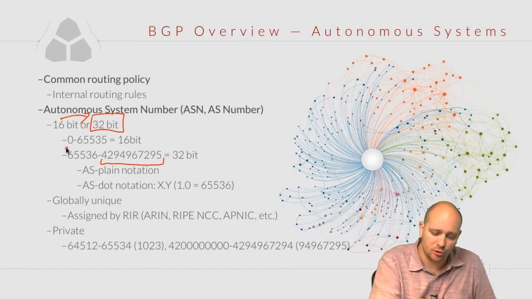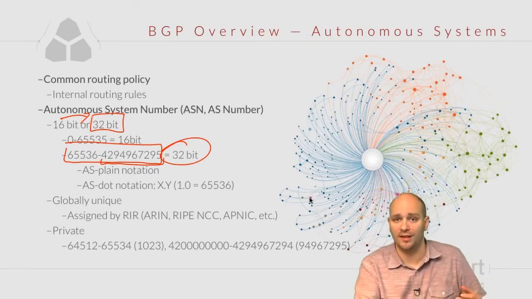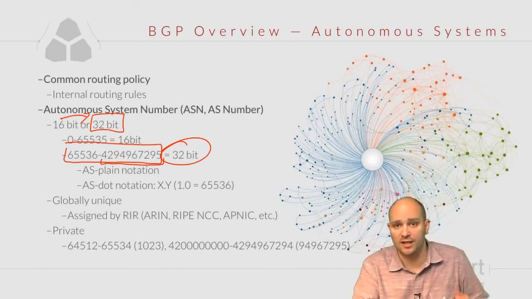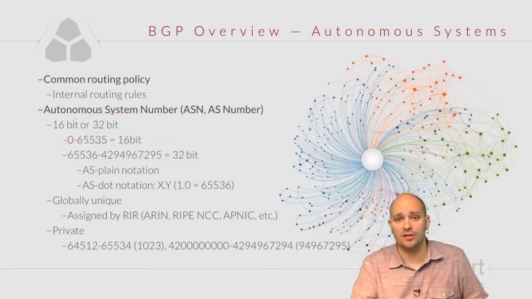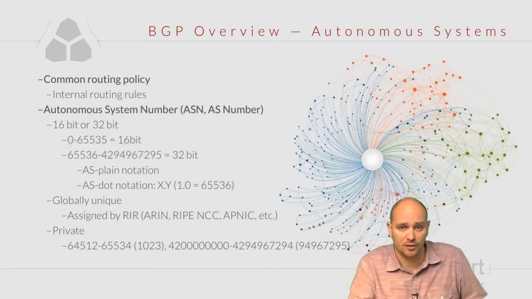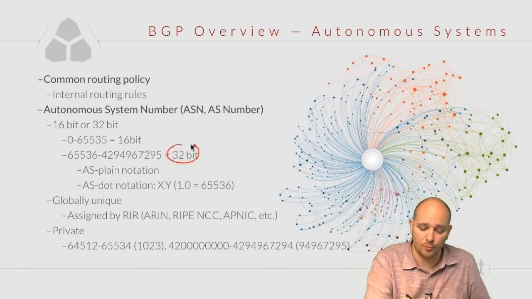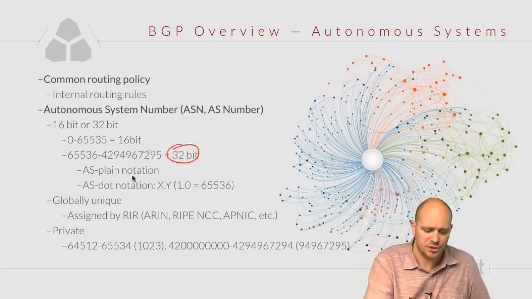So whenever you see an autonomous system number that is in this range, you know that whatever router, whatever device this autonomous system is configured on needs to support 32-bit autonomous system numbers. Now, not all routers and not all versions of iOS software support 32-bit autonomous system numbers, but most of the modern ones do. These new autonomous systems, the 32-bit numbers, can be represented using two different forms of notation.